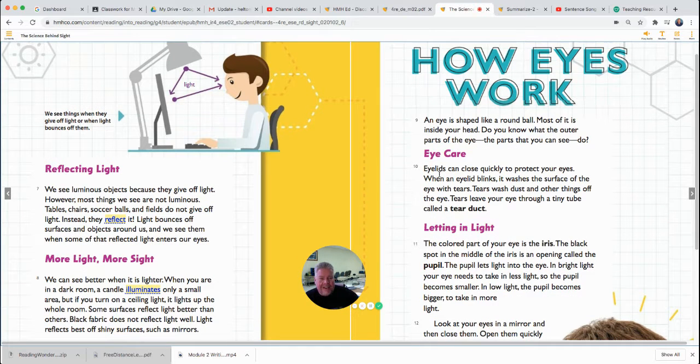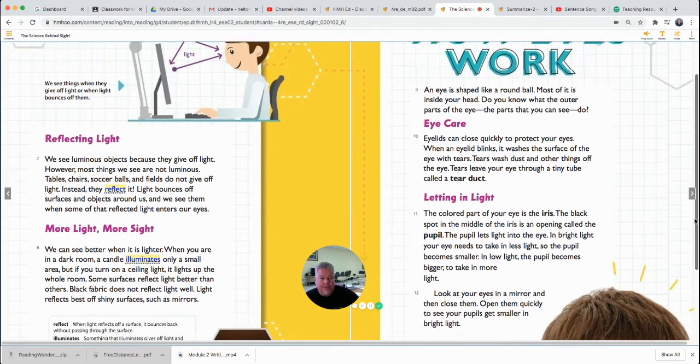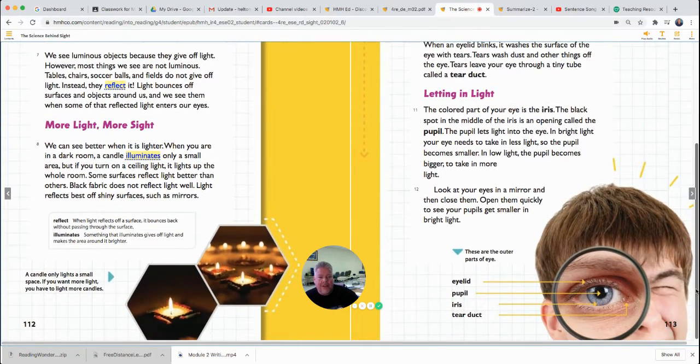Eye care. Eyelids can close quickly. Blink your eyes to protect your eyes. When an eyelid blinks, it washes the surface of the eye with tears. Tears wash dust and other things off the eye. Tears leave your eye through a tiny tube called a tear duct, letting light in.